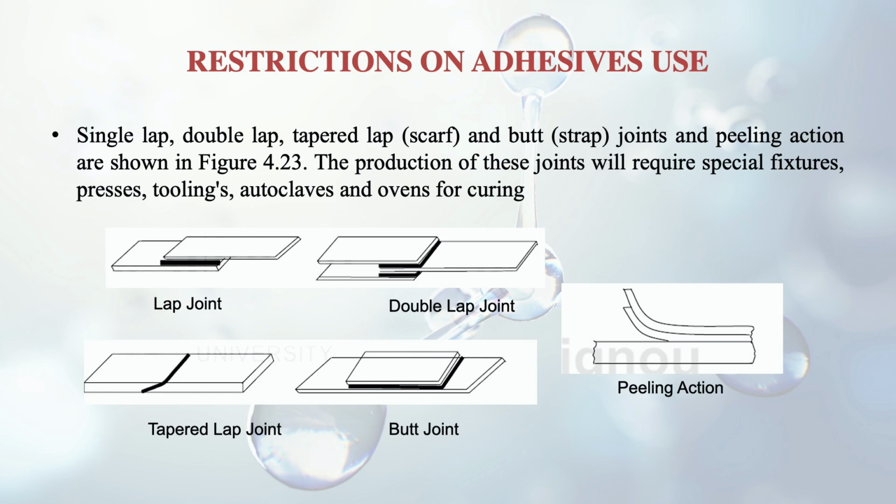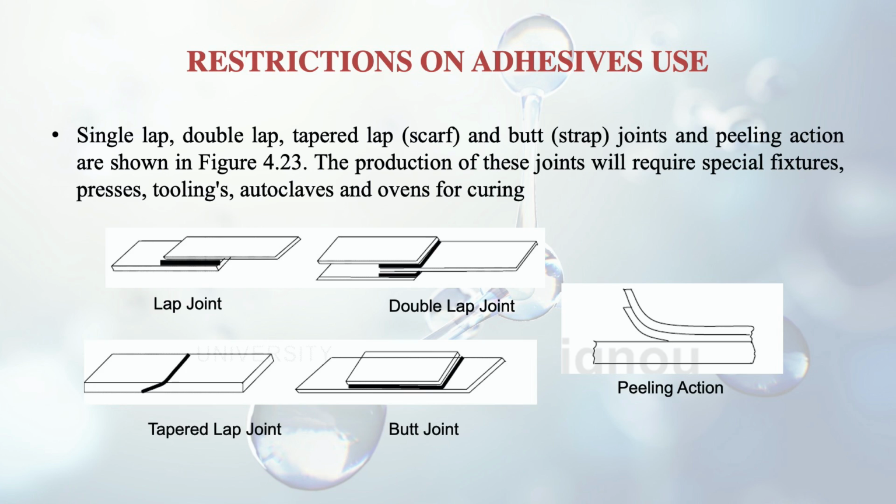So here are some types of joints in case of the adhesives, you can see in the figure, and from here you will get clarity about the peeling action also. This is the first one, the single lap joint. You can see they are both coming together in an overlapping type of form, and then there is the double lap joint, meaning one layer in an overlapping form over the other, and the third layer is also coming in. So this is the double lap joint.